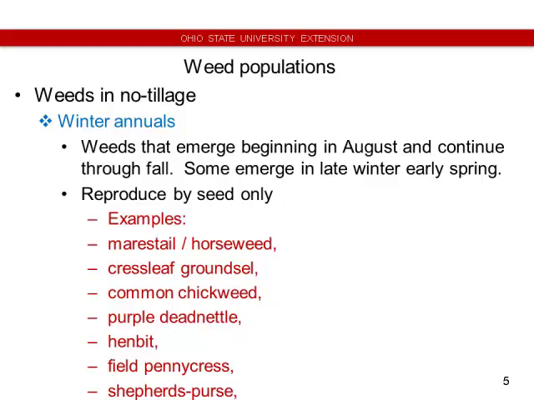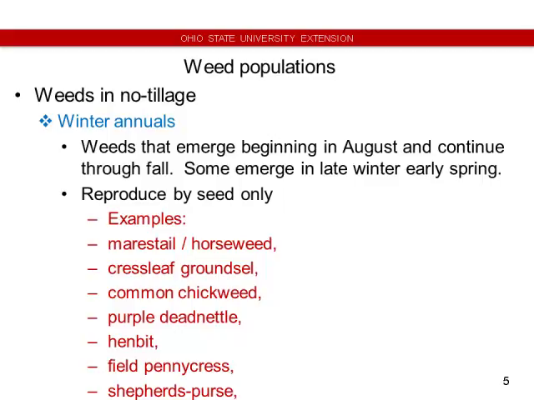Cressleaf groundsel is in the same family as marestail. Both of them have wind-blown seeds, so if you let them go to seed, they're going to continue to blow around to other areas. And when we get into delayed planting, the cressleaf groundsel can flower early enough and produce seeds that are blowing around for the next year, and cressleaf groundsel has become more prevalent around the state of Ohio than it used to be.